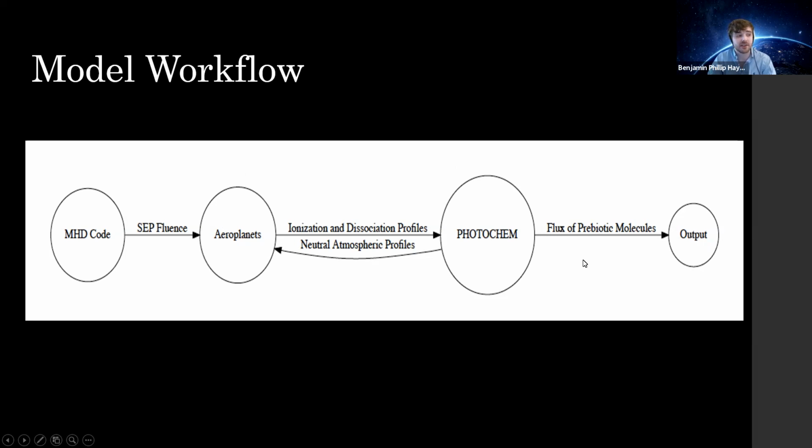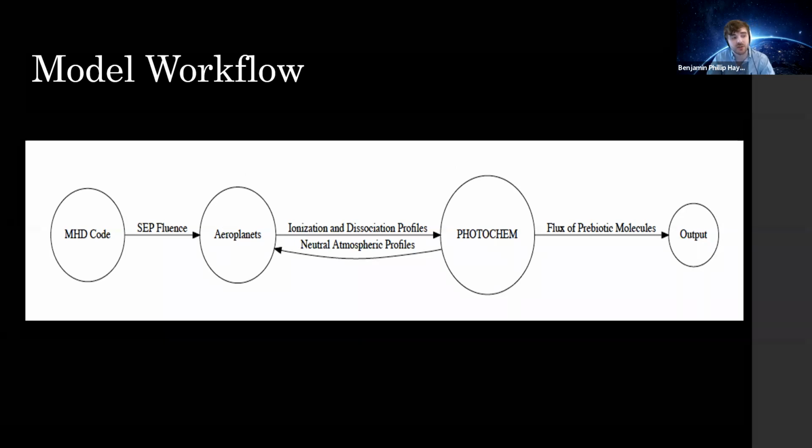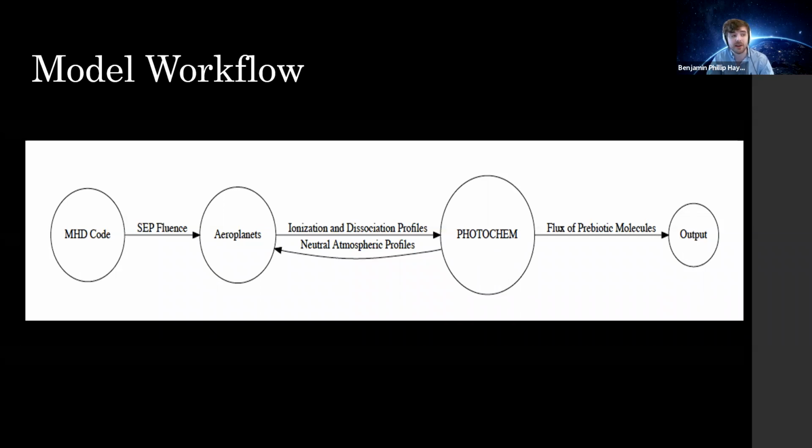And then the final product we care about for this project is how does this impact the flux of prebiotic molecules into the surface environment? And I'll go through what some of those prebiotic molecules are, why we care about them, and then how many we're actually getting compared to other sources.